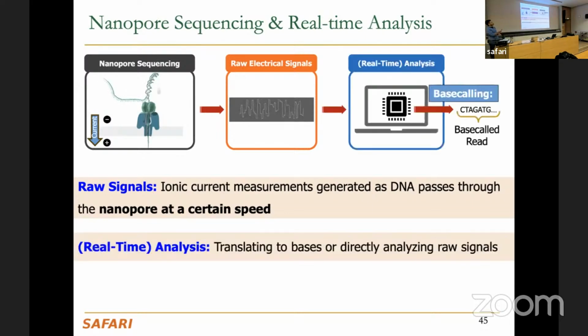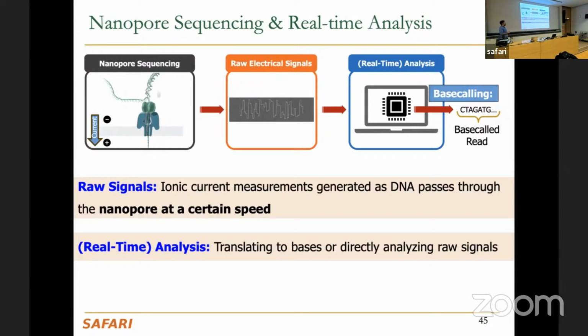And then what you can really do is that as soon as this data is generated, you can start analyzing it. So you don't have to wait for the entire sequencing to finish. Rather, you can start analyzing it. Maybe you translate it to the ATGCs, or maybe you can even use these electrical signals for analysis.